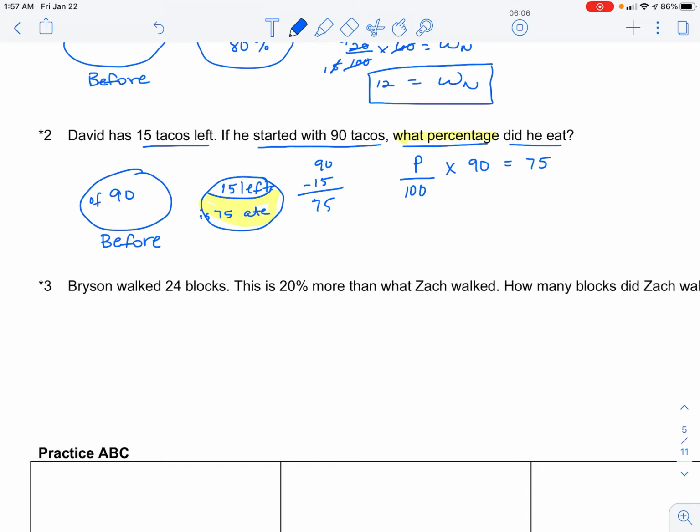Okay, so we could end up multiplying, let's see here, we're going to take 10 out of both of these. I'd have 9 and 10. So I'd have 9/10 P equals 75. I can multiply by the reciprocal on both sides here.